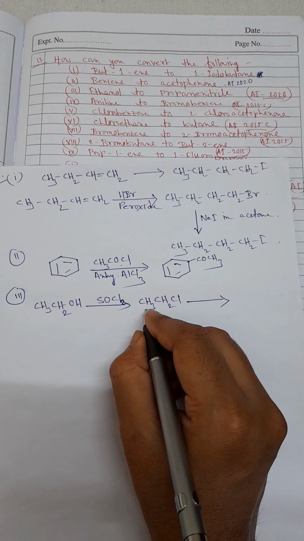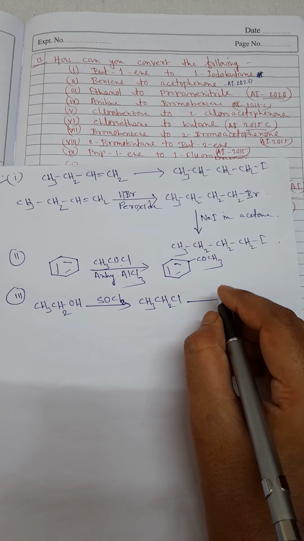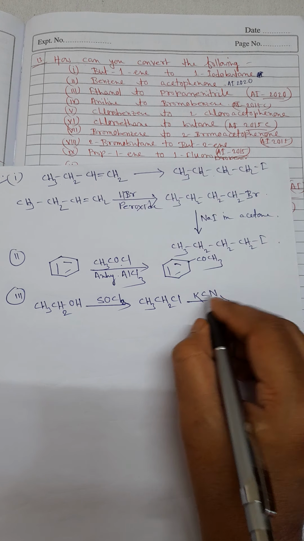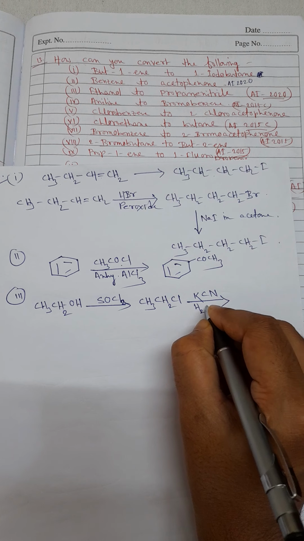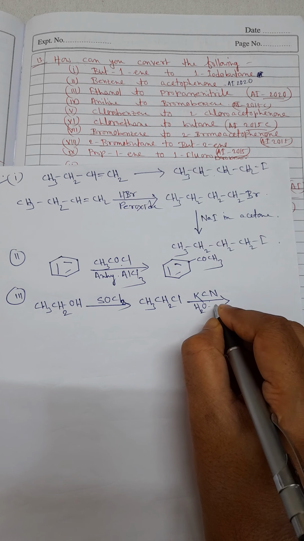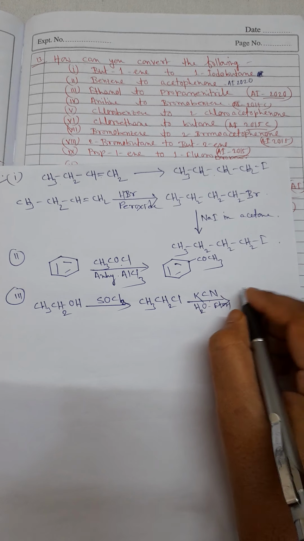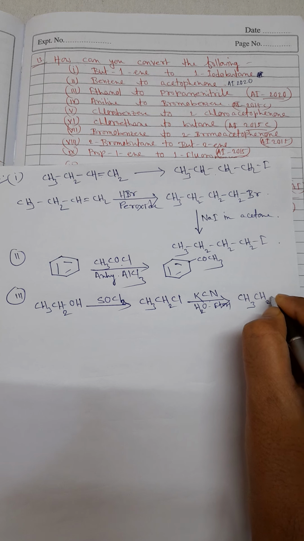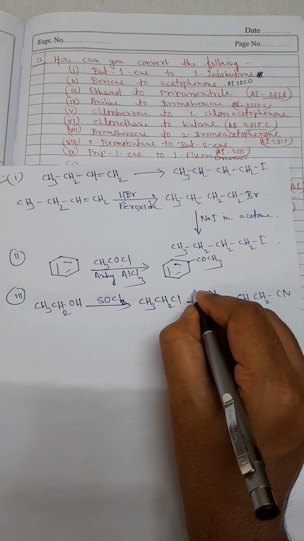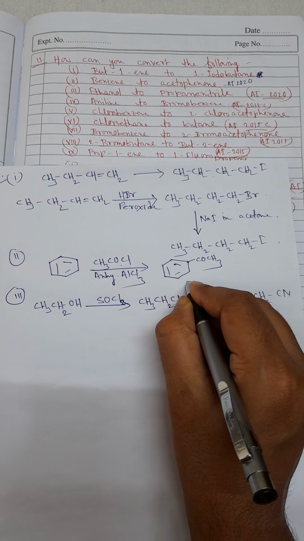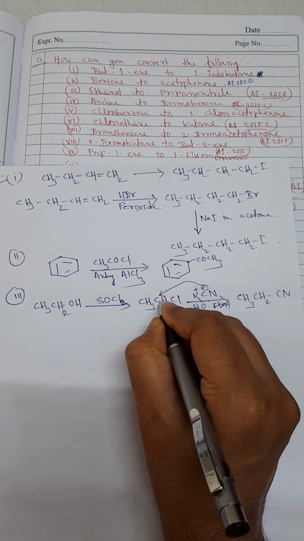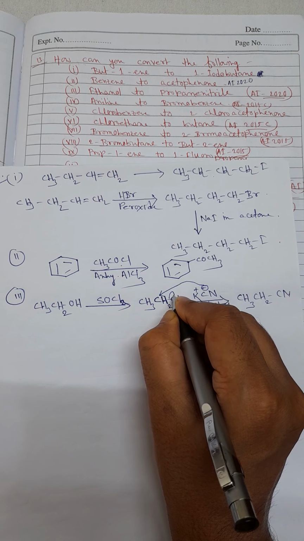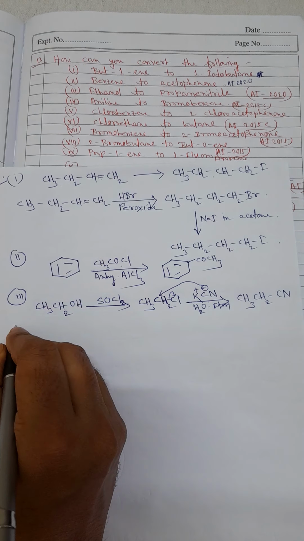When ethyl chloride or 1-chloroethane is treated with KCN in aqueous ethanolic solution, then you will get CH3CH2CN. This is K plus CN minus, which will attack this carbon and cleave the carbon-chlorine bond by this SN2 reaction.